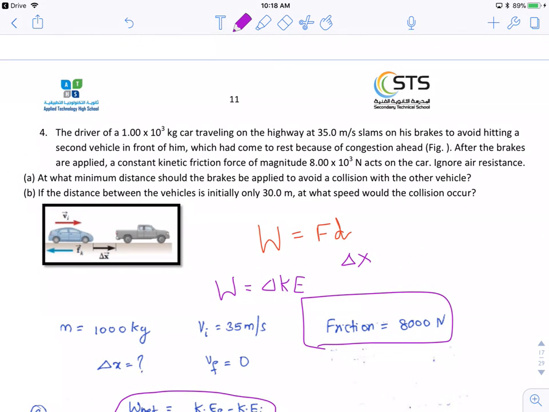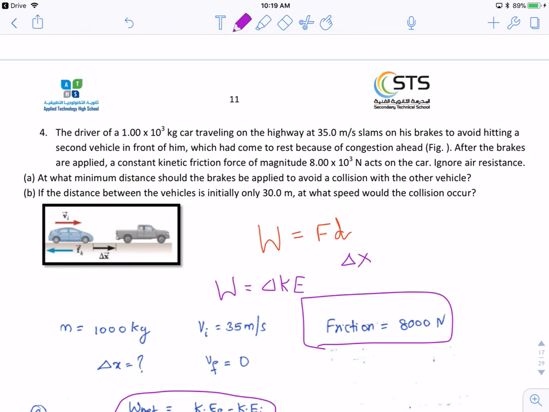Let's read the question. The driver of a 1000 kg car traveling on the highway at 35 meter per second slams on his brakes to avoid hitting a second vehicle in front of him, which had come to rest because of some congestion. After the brakes are applied, a constant friction force of 8000 Newton acts on the car. Then in the first part, at what minimum distance should the brakes be applied so that he can avoid collision? Okay, that means he should stop before he reaches the other vehicle.